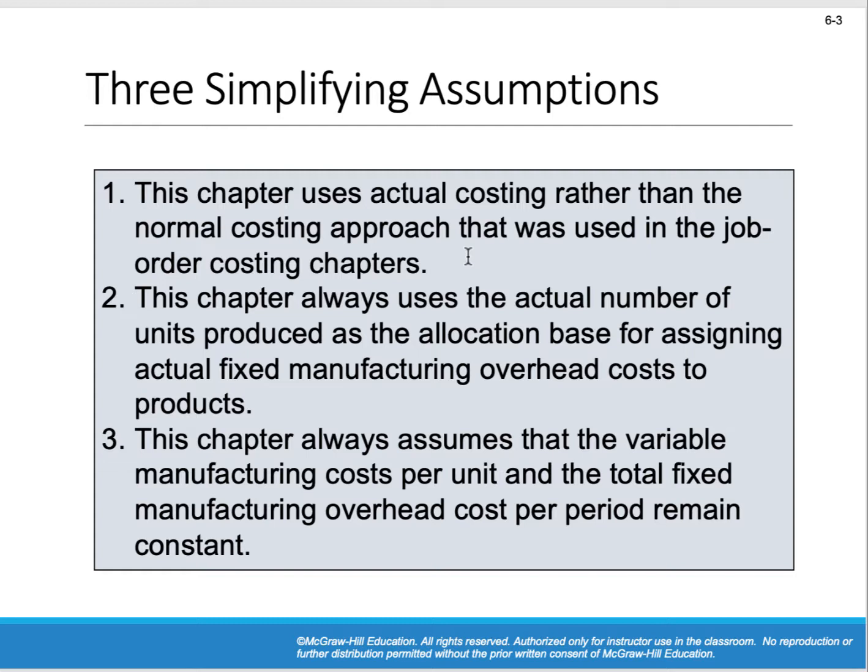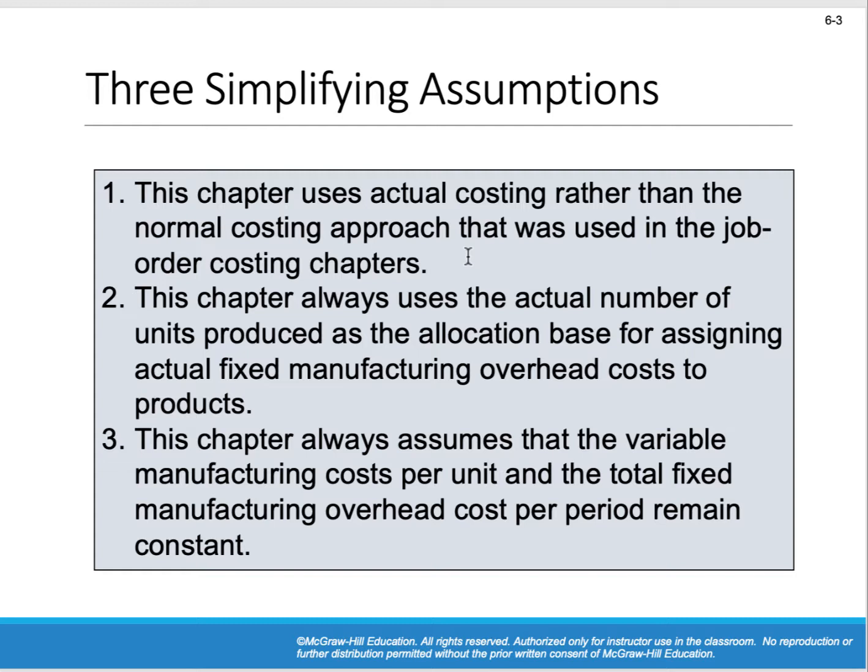Remember, variable costs change in direct proportion to changes in levels of activity. Fixed costs remain unchanged as long as we're within that relevant range based on production, okay? So that's number 1. We're saying that in number 1, actual costs rather than that predetermined overhead rate are going to be used. Okay, great. Also, we're going to start to look at the actual number of units produced, okay? We're going to use that as our allocation base for assigning the fixed manufacturing overhead costs, okay?